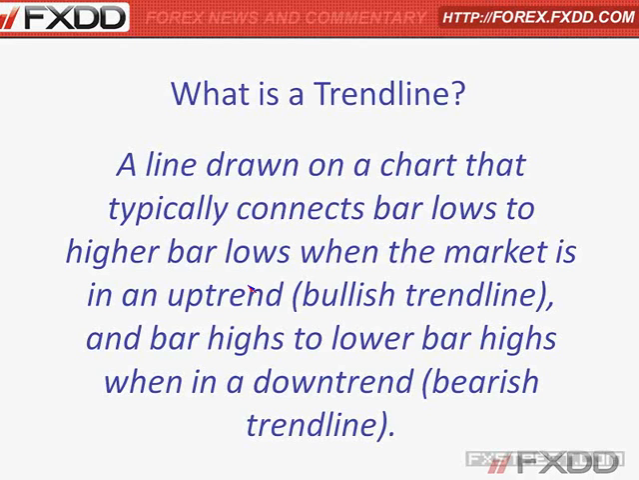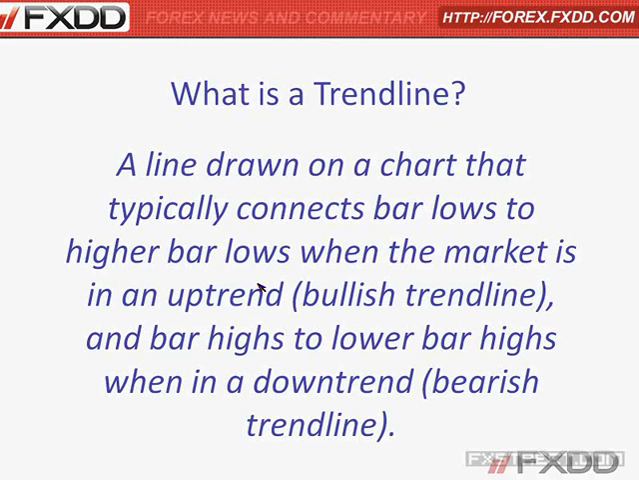So what is a trend line? A trend line, to myself, is defined as a line drawn on a chart that typically connects bar lows to higher bar lows when the market is in an uptrend. That is, it's a bullish trend line. And also there are bar highs to lower bar highs when in a downtrend, a bearish trend line.